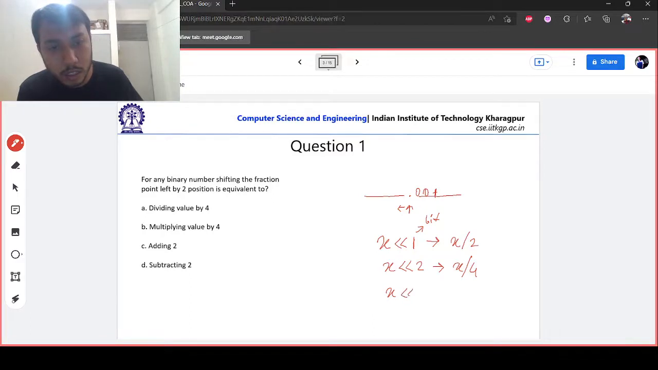Similarly, if we shift by 3, this is x divided by 8. Now consider the corresponding left shift. What happens if we do this? This means we are actually multiplying x by 2. Similarly, if we do this, it means you are multiplying it by 4. So the correct answer here, if we shift the fraction point to the left by 2 positions, is that we are basically dividing it by 4. So the correct answer is A.